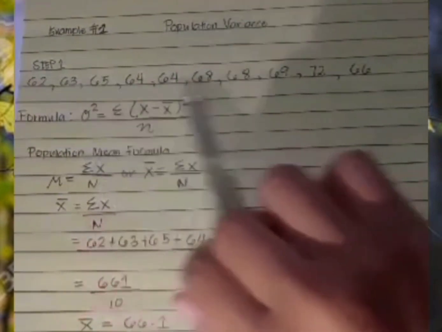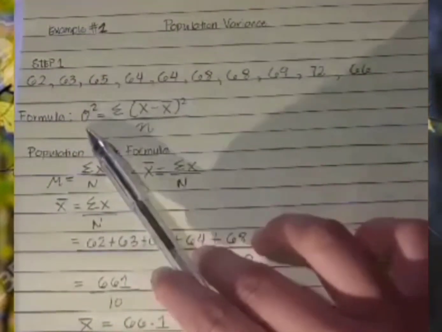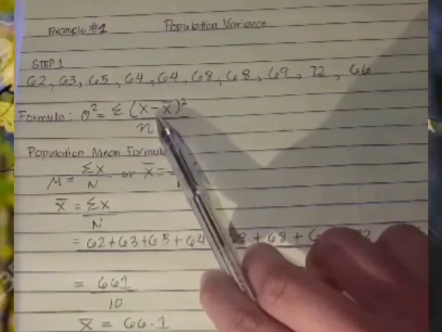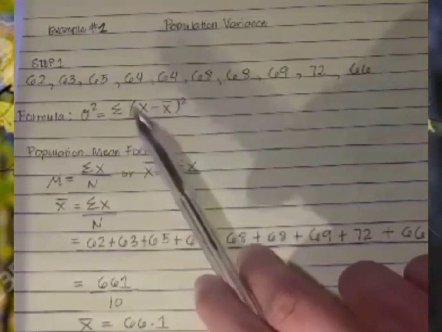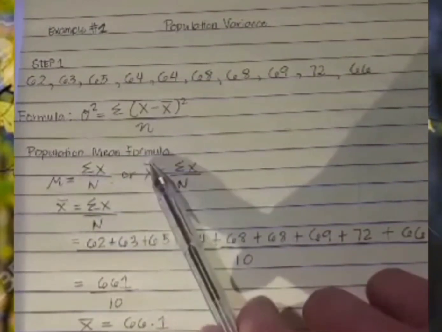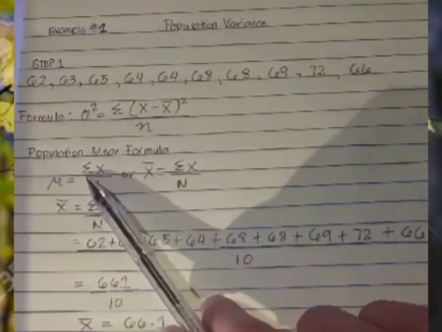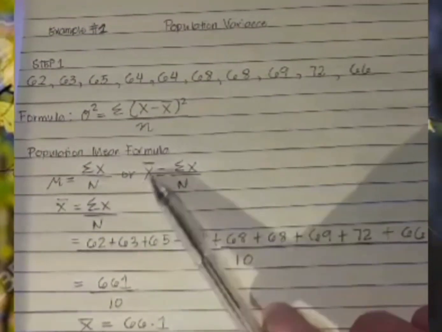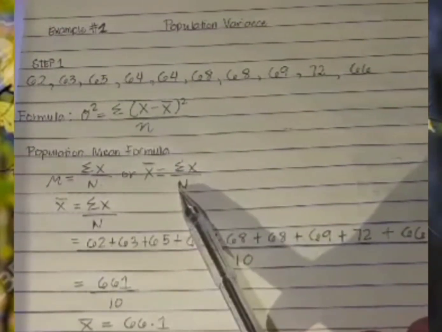This is the number given. By computing population variance, this is the formula: sigma squared equals the summation of x minus x bar squared, divided by the size of all numbers. And for computing the population mean, this is the formula: mu equals the summation of x divided by the size of all numbers, or x bar equals the summation of x divided by the size of all numbers.